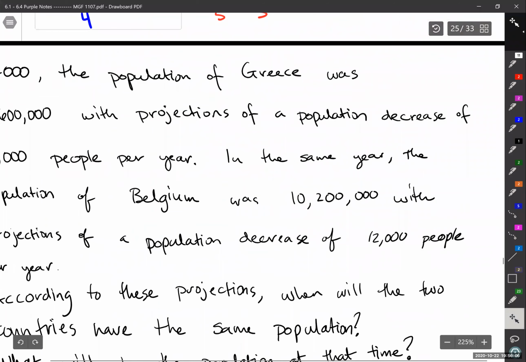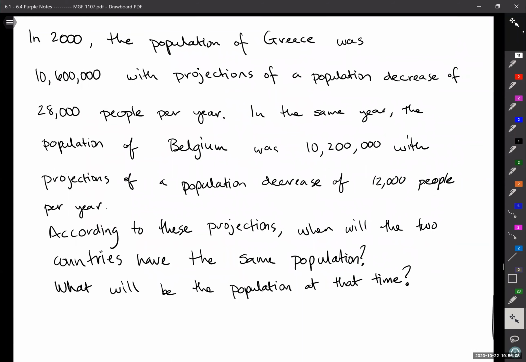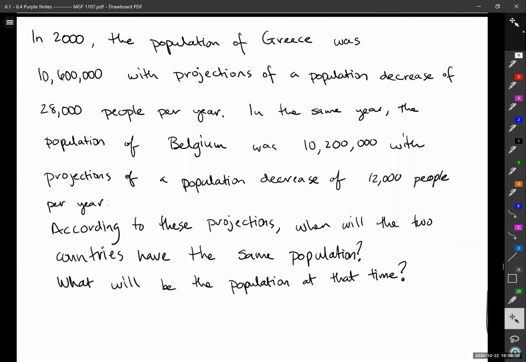Now our last problem from 6.3 before we go to 6.4, our inequality material, is this word problem. It is a lot of large numbers, but remember the calculator can take care of the large numbers.